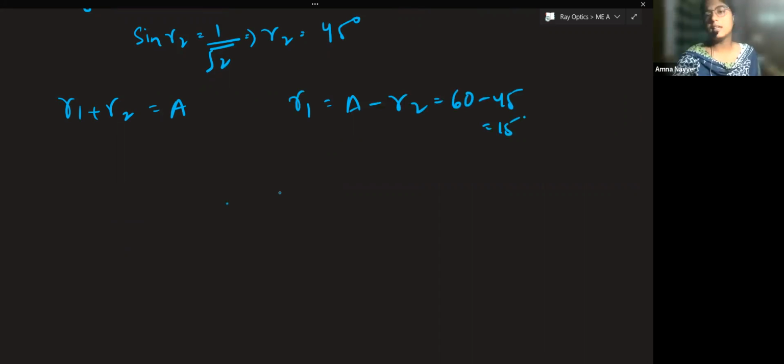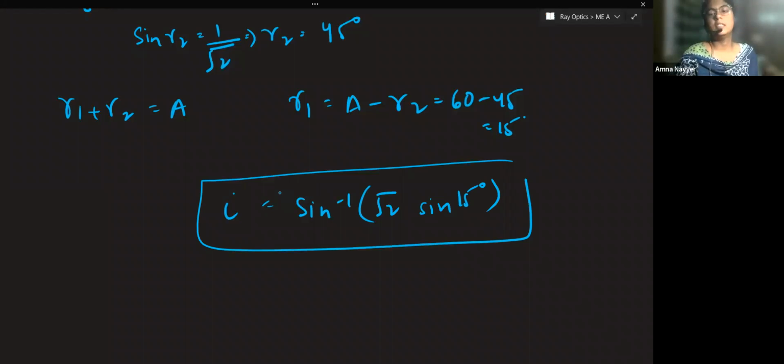Now you can write the complete answer. I is sine inverse of root 2, and instead of sine R1, just write sine 15 degrees. Now this completes your full answer. All right, note it down.